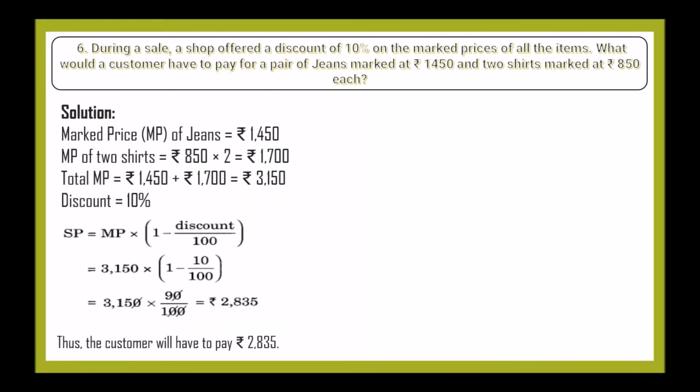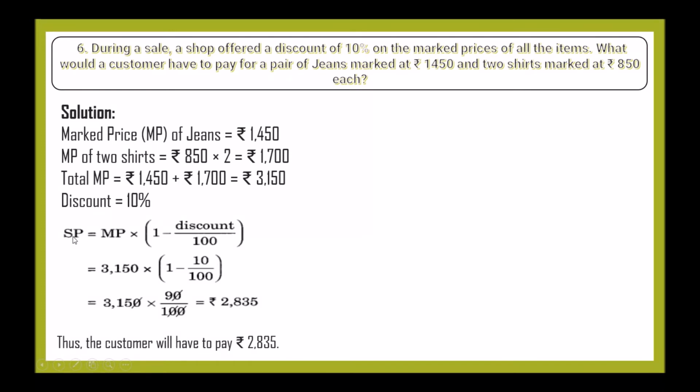Sixth question. During a sale, a shop offered a discount of 10% on the marked price of all the items. What would a customer have to pay for a pair of jeans marked at rupees 1450 and two shirts marked at rupees 850 each? So marked price of jeans is 1,450. Marked price of two shirts is 850 into 2, that is 1,700. So total marked price is 3,150.